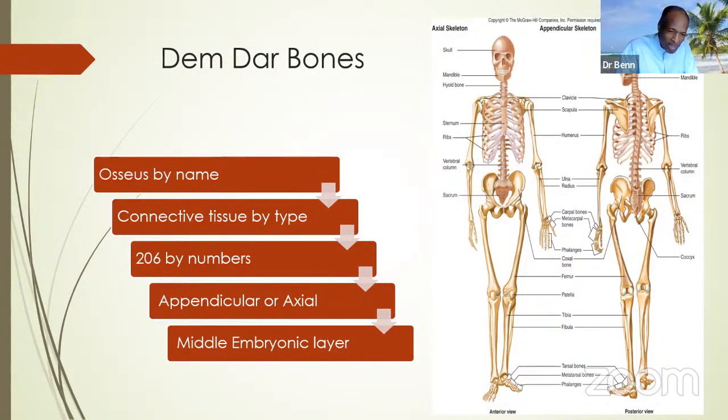And there are 3 layers of the embryo, and out of those 3 layers comes everything that we have in the human body. Bones come out of the middle embryonic layer, where that structure begins. So osseous is the name. Any time you see osteo, then you know it's related to bone, and it's a type of connective tissue. And there are 2 parts in the general definition of bones in the body: appendicular, those things that are attached to the center, and those things that are on the center, which we call axial.